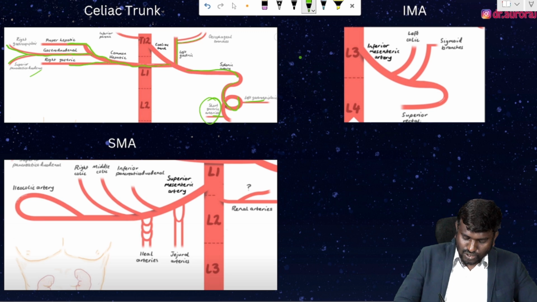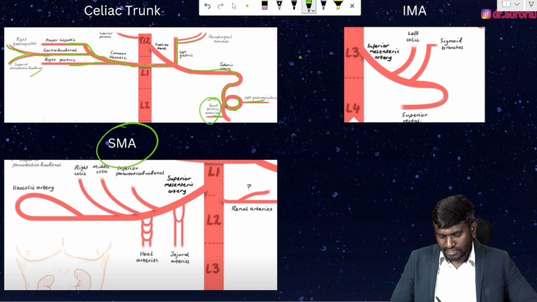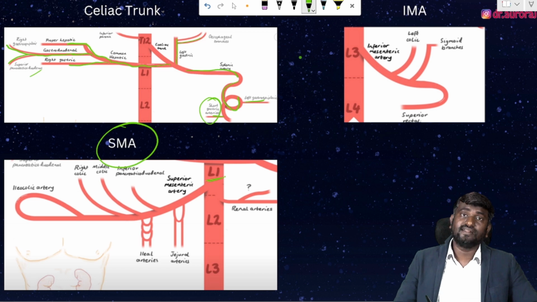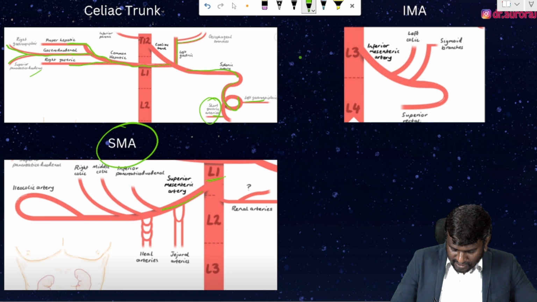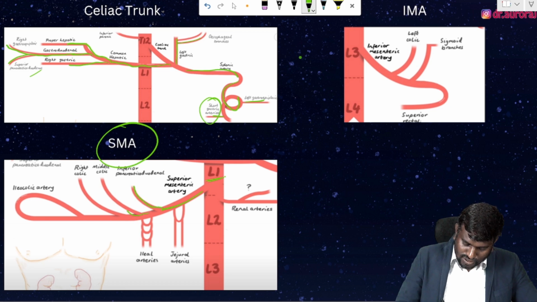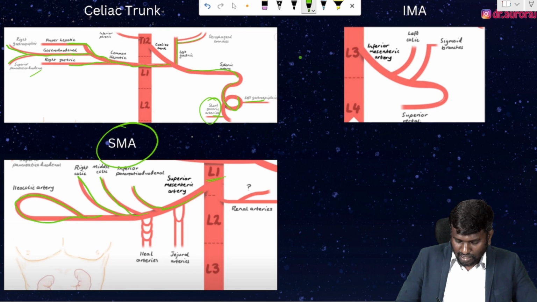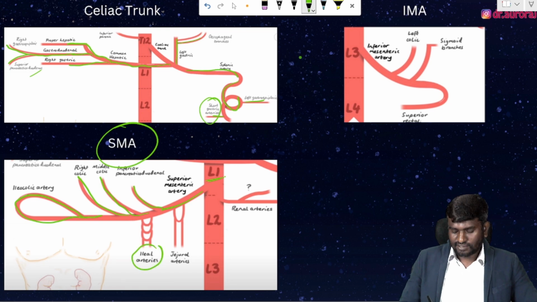Now discussing the superior mesenteric artery. Now remember, it is going to be at the level of L1. We have just studied L1. Now the superior mesenteric artery gives rise to the inferior pancreaticoduodenal artery. It also gives rise to the middle colic, right colic and also ileocolic arteries. These are the important arteries. Along with that, it gives ileal arteries and also jejunal arteries. This is going to be important for what?